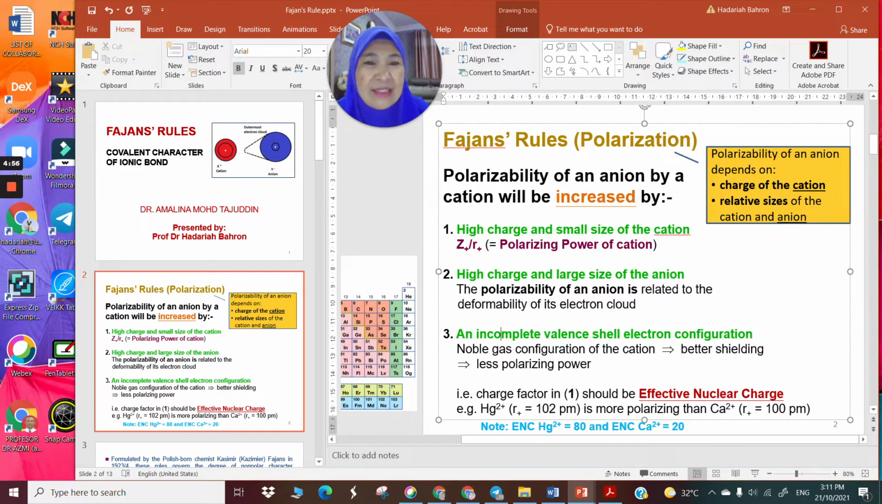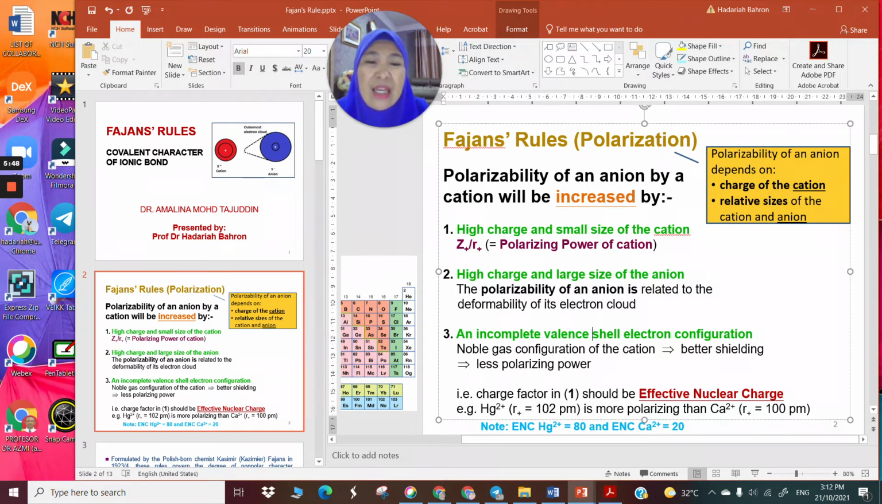And the third factor that will increase polarizability of an anion is an incomplete valence shell electron configuration. That means when you have a noble gas configuration of a cation, for example, sodium 2.8, that is a noble gas configuration, it provides better shielding and less polarizing power of that cation. But if you have an incomplete valence shell configuration, for example, for the transition metals, then you are going to make the anion it is attached to be very, very polarizable.